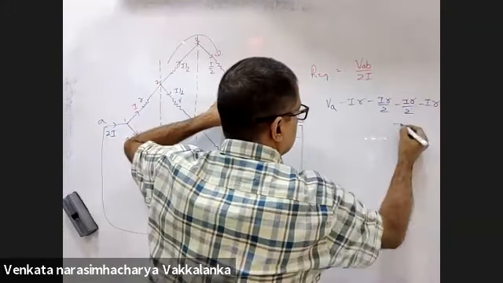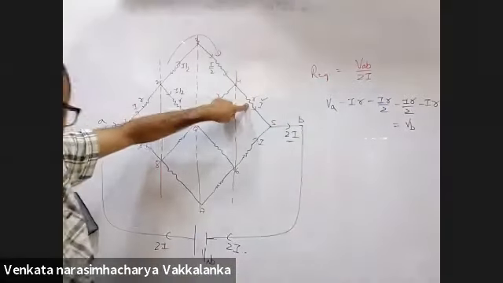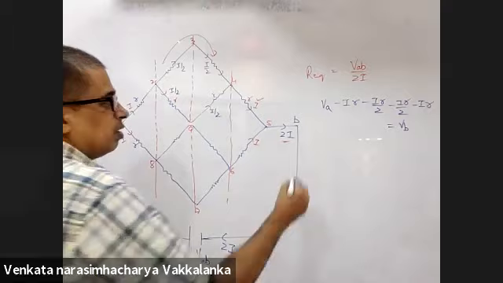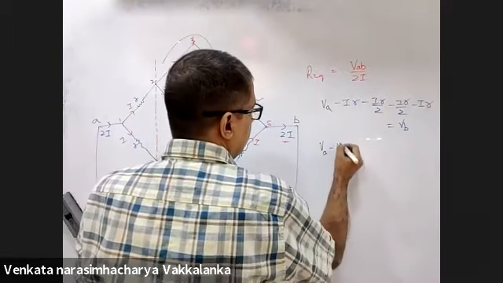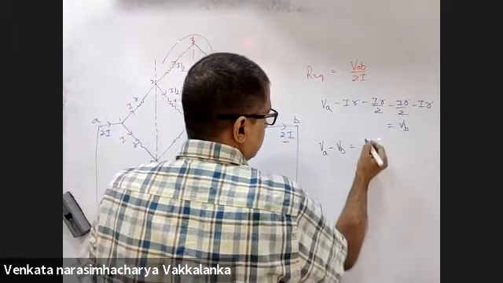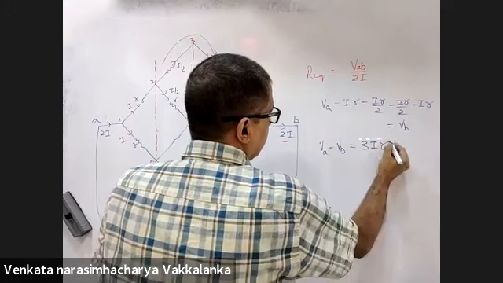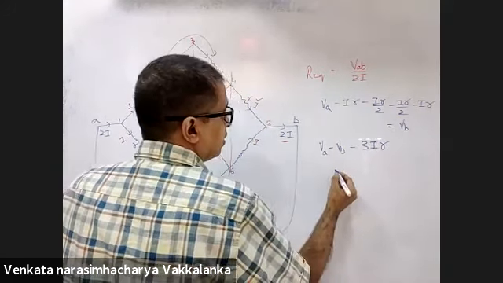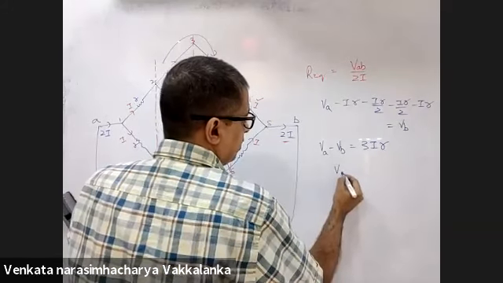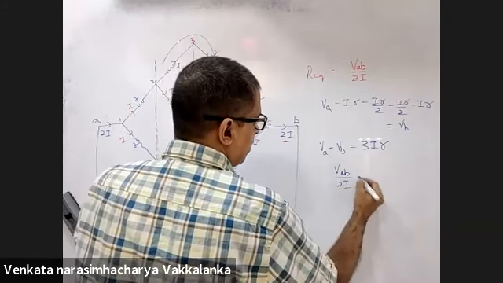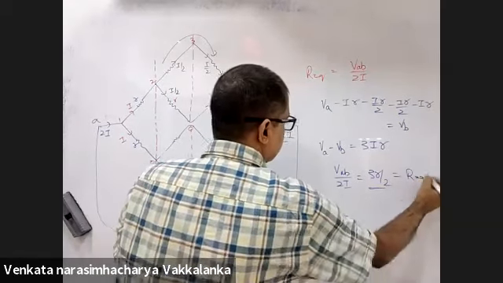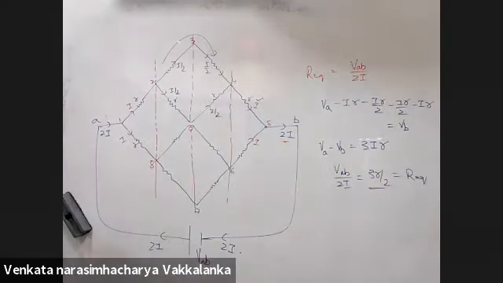Minus IR is equal to VB. VA minus VB is 3IR. My requirement is VAB divided by 2I. That means it is 3R by 2. Is this the answer that you are expecting for R equivalent? Yes, sir.